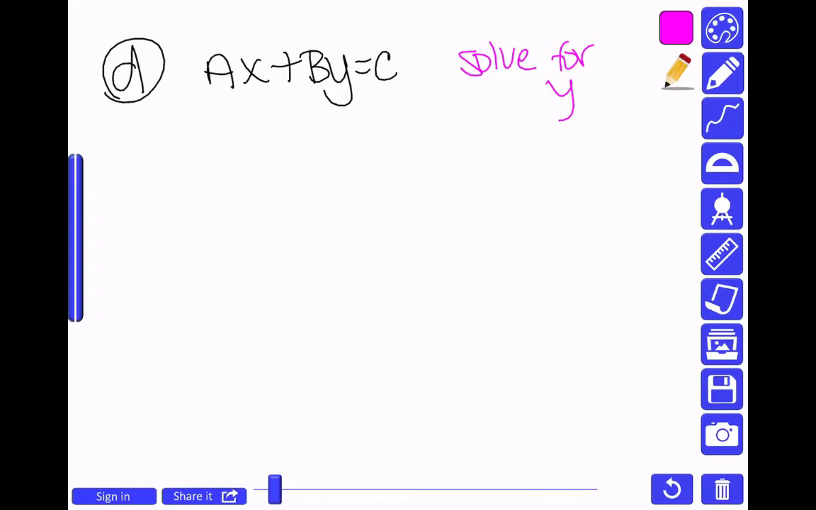Here we have ax plus by equals c. This is actually called standard form of a linear equation, which you're going to learn about later in this class. But for now, we're just going to solve for y. So I'm going to put a box around my y. So the last thing that I'm going to get rid of is the b because it's closest to the y. It's the coefficient of the y. So I need to get rid of this ax. So in order to get rid of it, I need to subtract it on both sides.